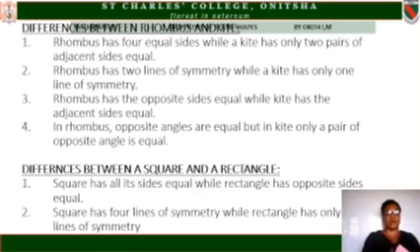Then the next one, let's look at the differences between a square and a rectangle. The first one: a square has all its sides equal, while a rectangle has opposite sides equal. Then number 2, a square has 4 lines of symmetry, while a rectangle has only 2 lines of symmetry.